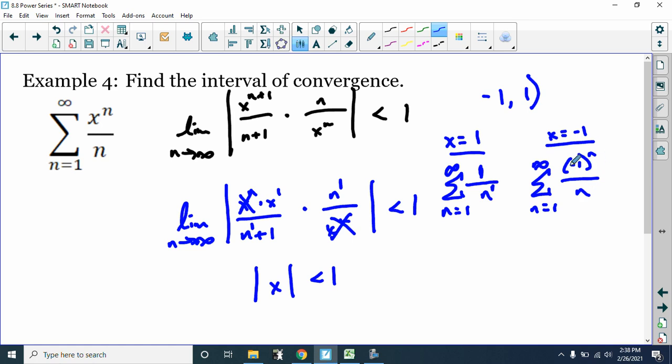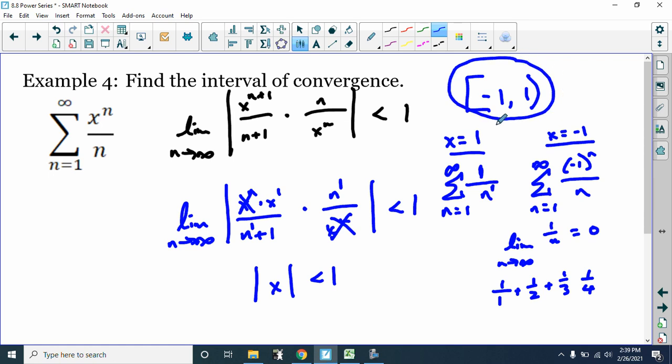This is an alternating p-series where p is greater than 0. That converges. You could show it if you really wanted to think through the alternating series. The limit as n approaches infinity of 1 over n does indeed go to 0. And then as I plug in bigger numbers, 1 over 1 plus 1 over 2 plus 1 over 3, 1 over 4, notice the denominator is getting bigger every time, therefore my terms do decrease every time. So it converges at -1. So our interval is from -1 to 1, including the -1, but not the 1.